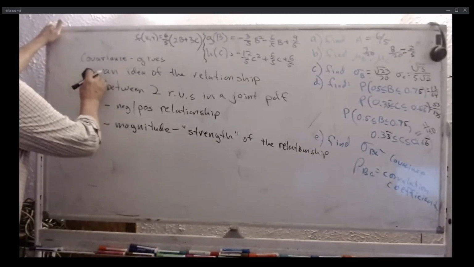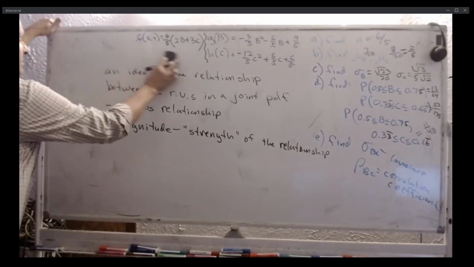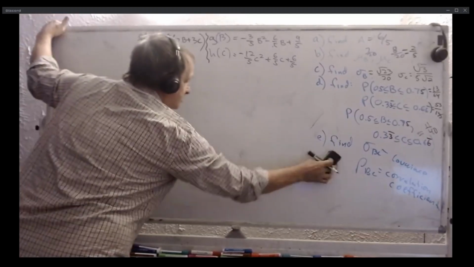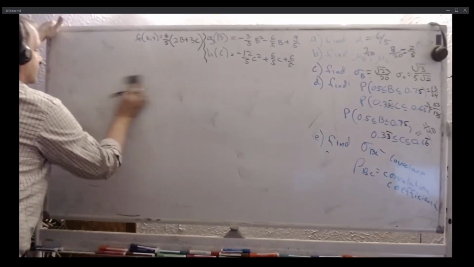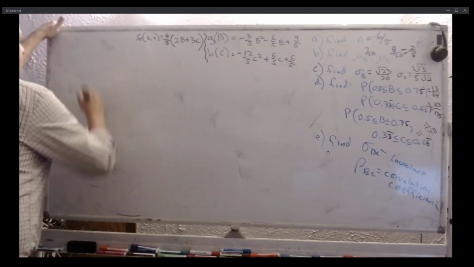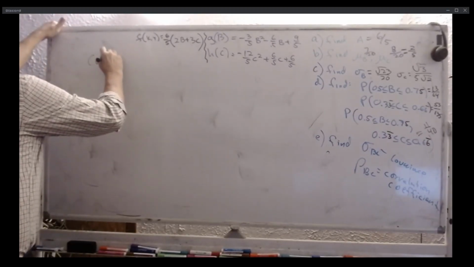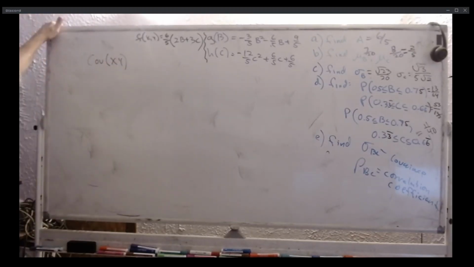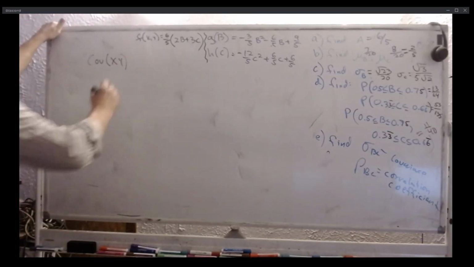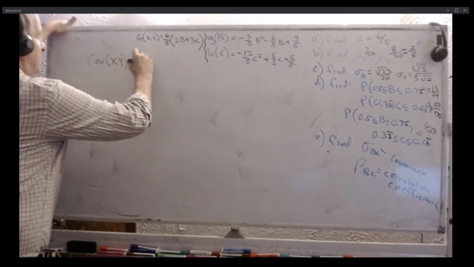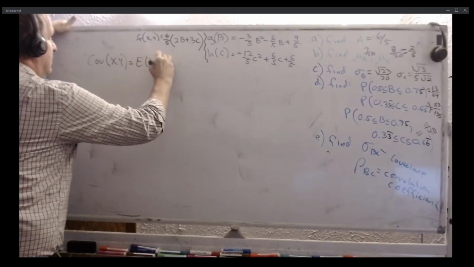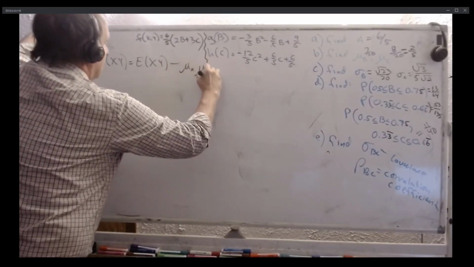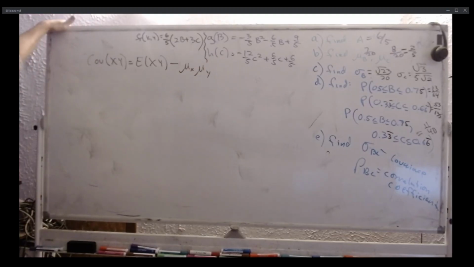Now, covariance is given, well, covariance of x, y, and that's the way it's written. This equals the expected value of xy minus mu sub x, mu sub y. Okay?